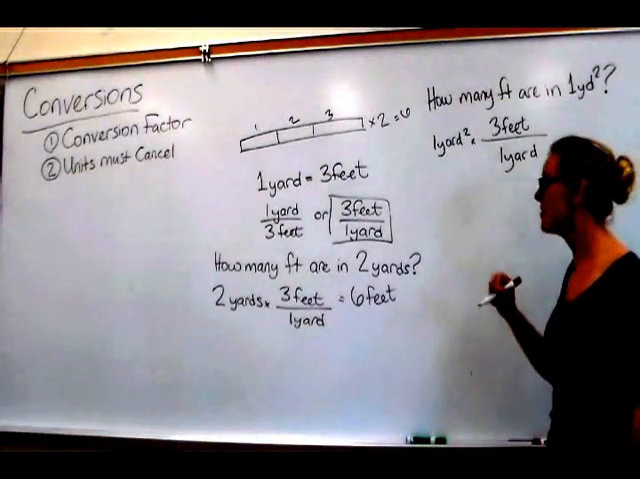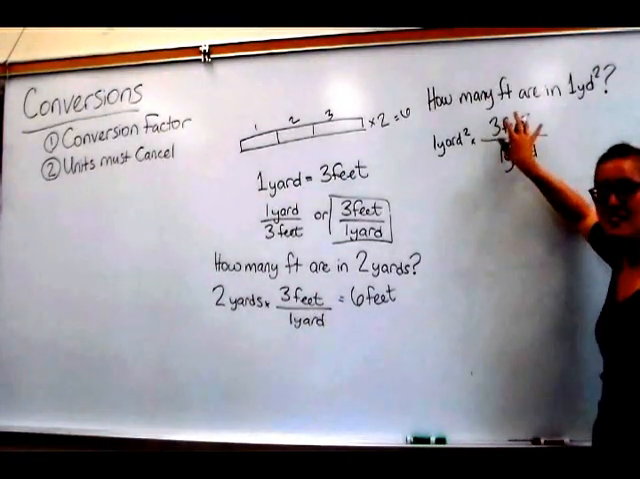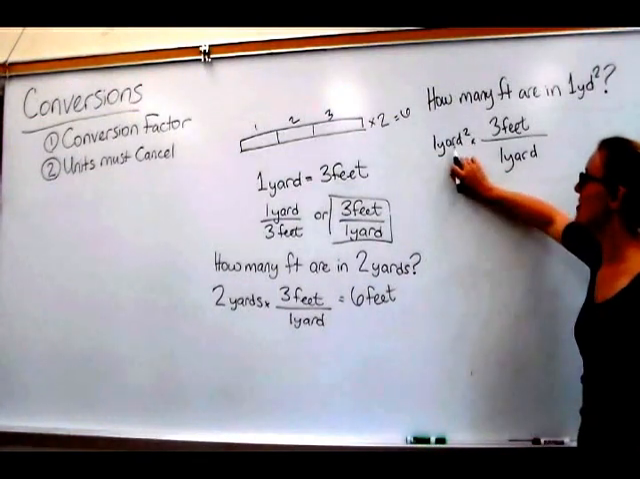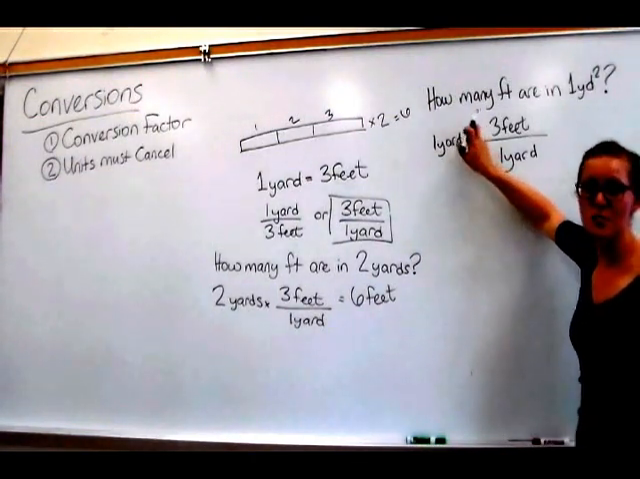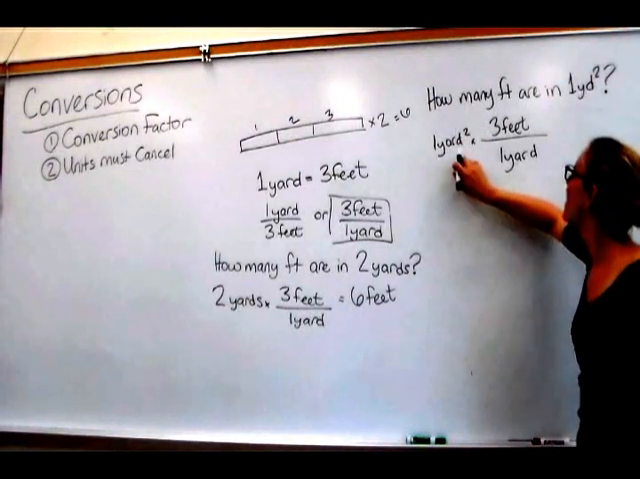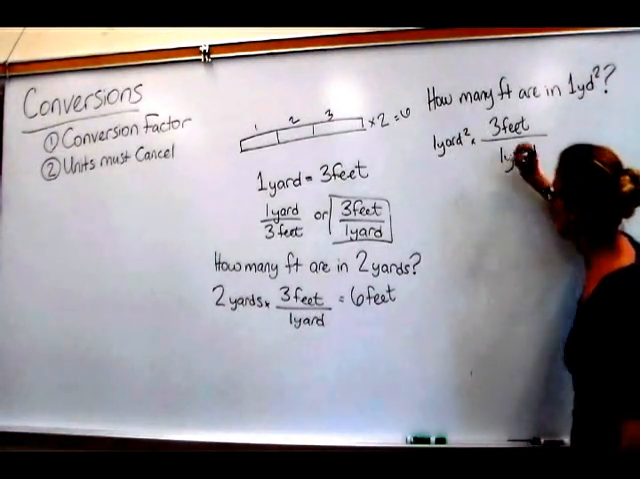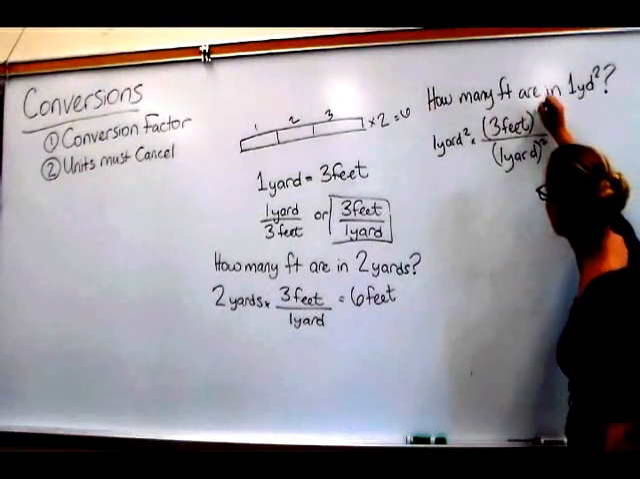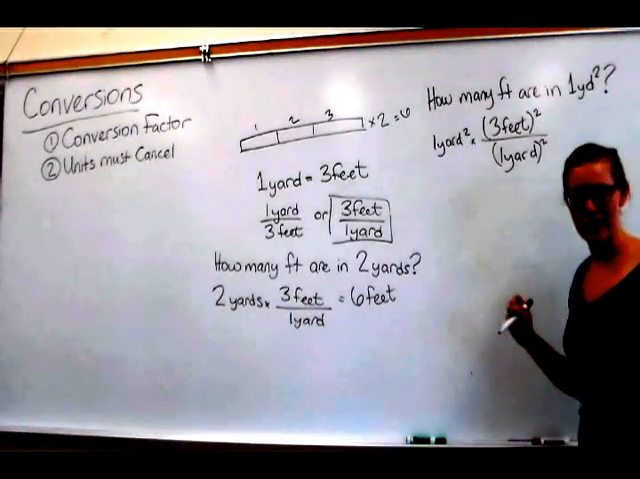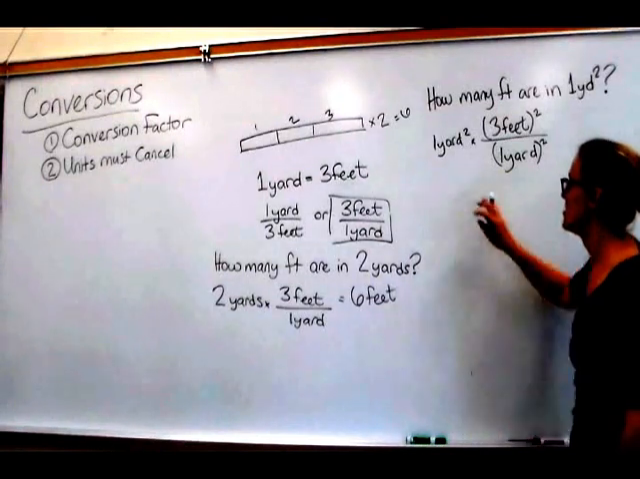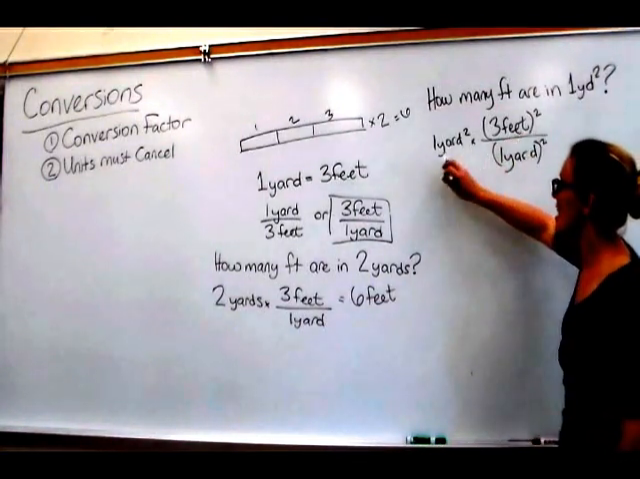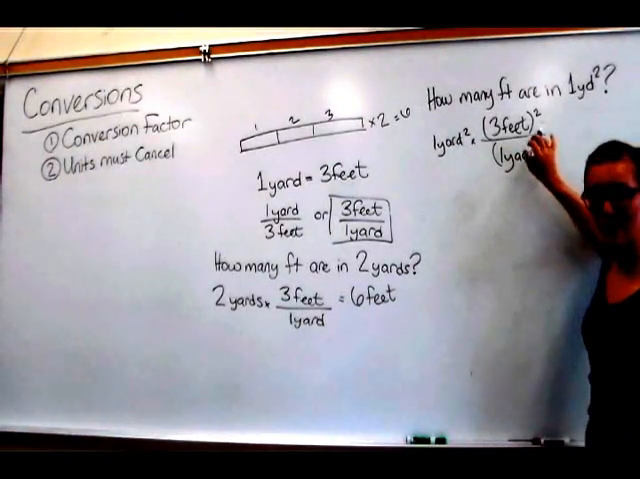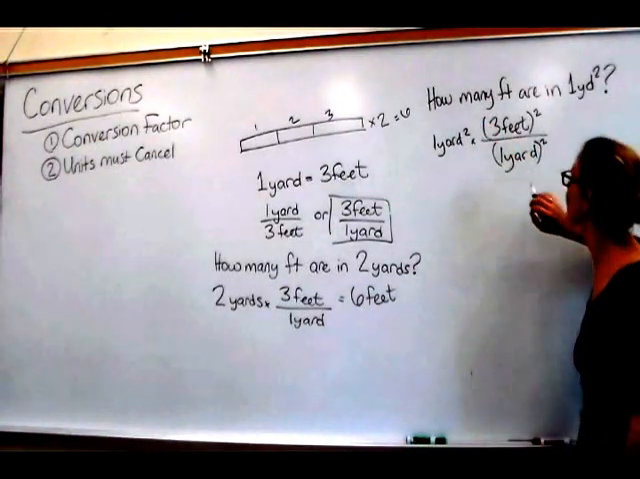3 feet. But you'll notice if we just use it like this, one of the yards would cancel, but then there's another yard here. So this is yard squared, so a yard times a yard. And so what we have to do is actually square this whole term and square that whole term. And so the units will cancel. Now if we have a yard squared in the numerator and yard squared in the denominator, those will cancel.